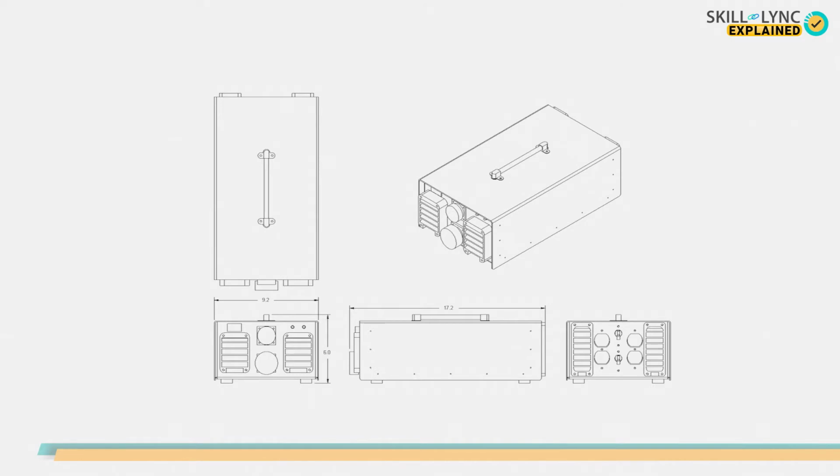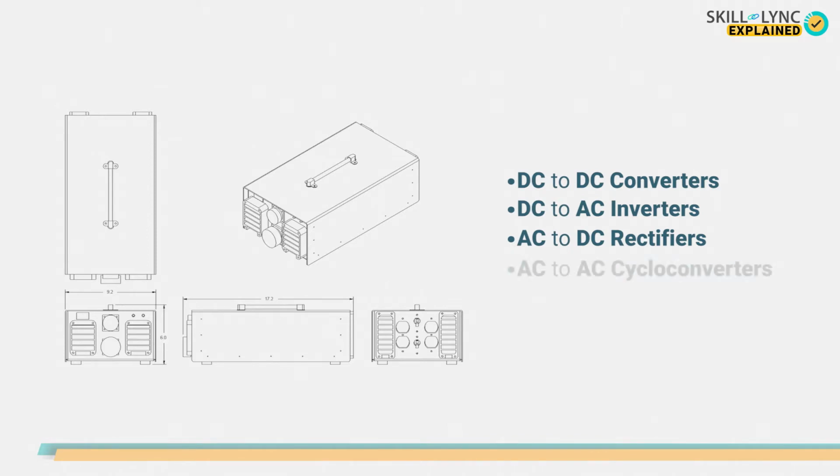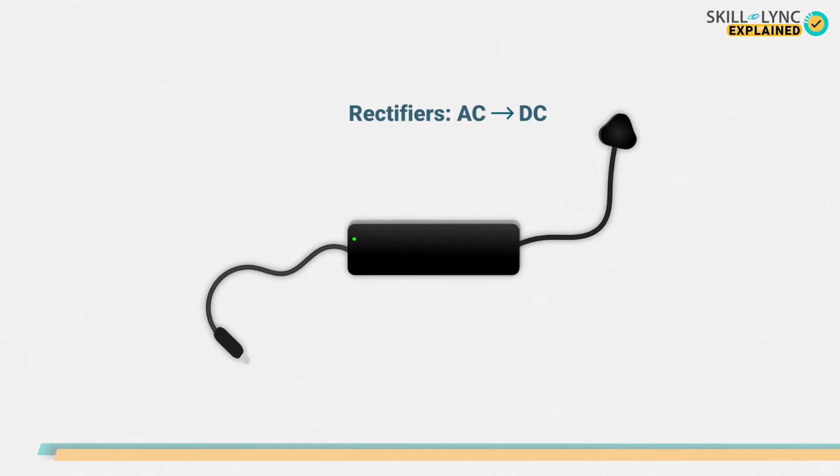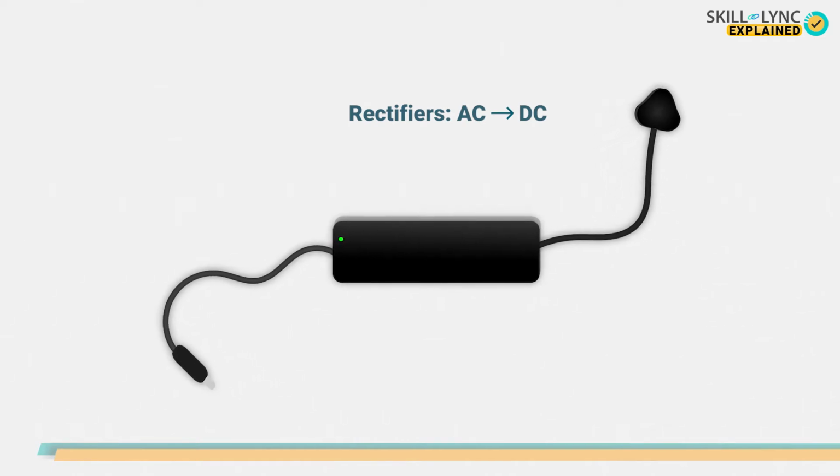Power converters can be divided into four categories: DC to DC converters, DC to AC inverters, AC to DC rectifiers, and AC to AC cycloconverters. So, this clarifies that the laptop chargers have rectifiers and convert AC to DC.